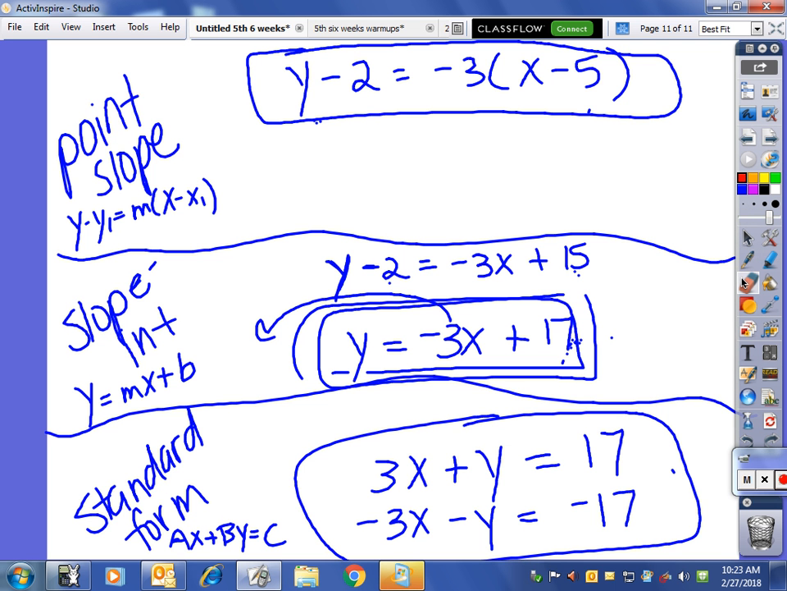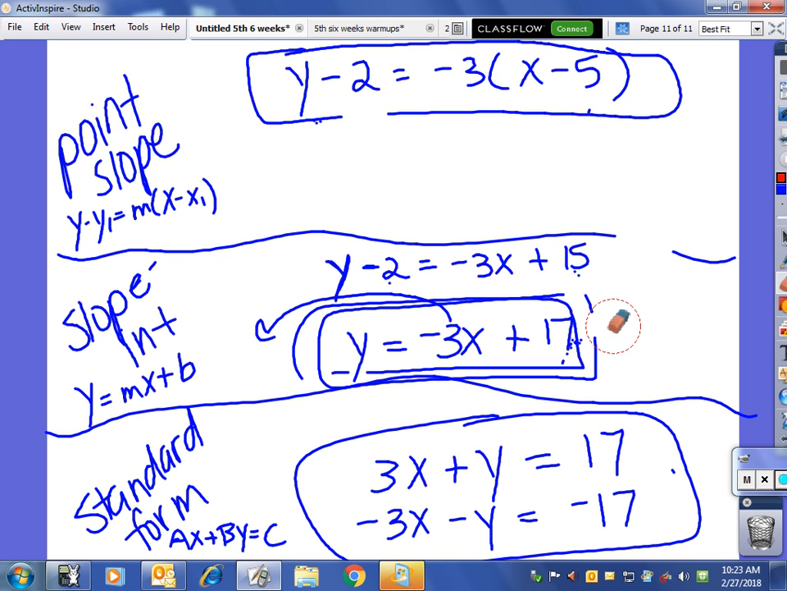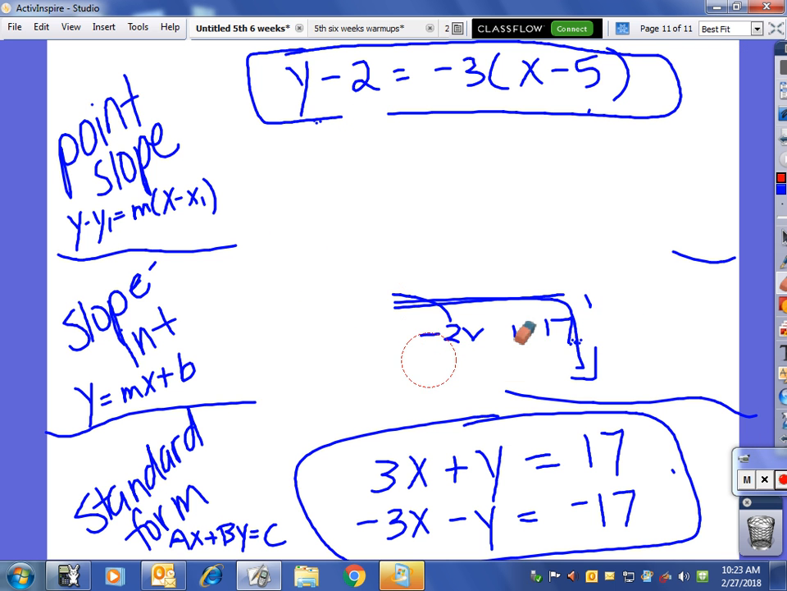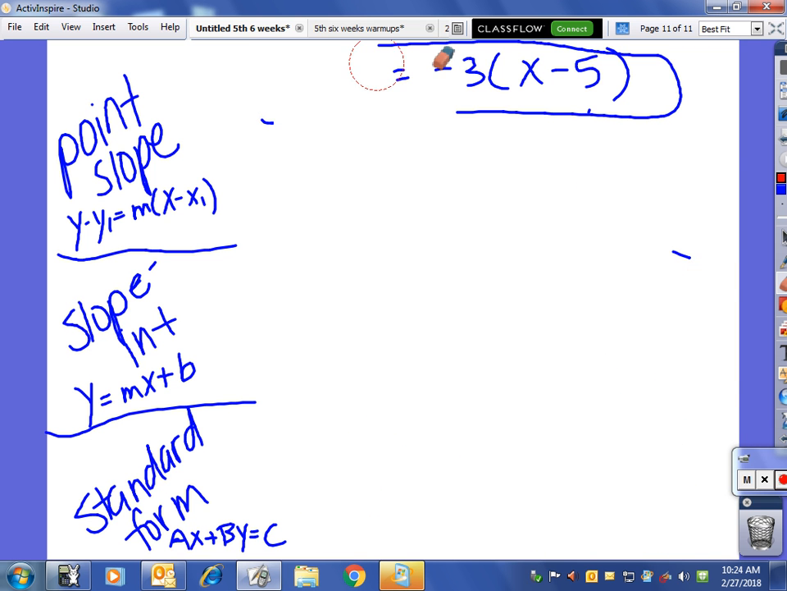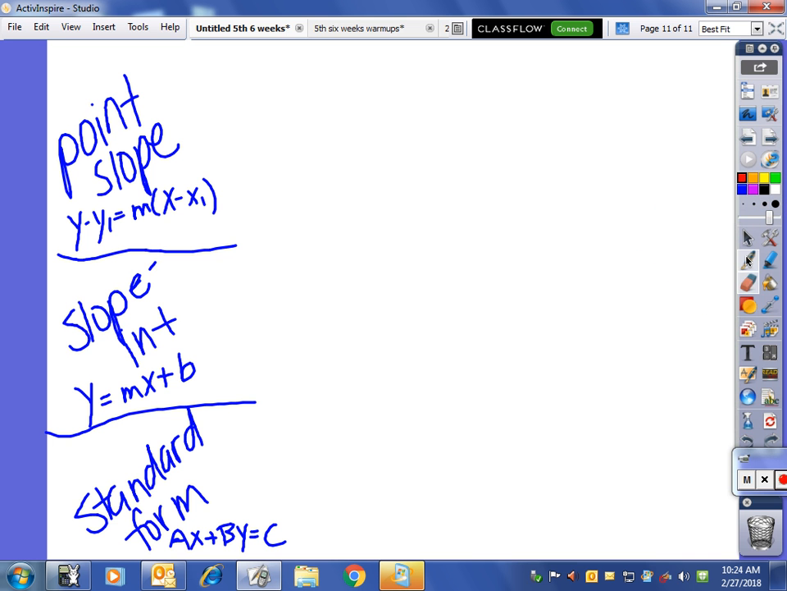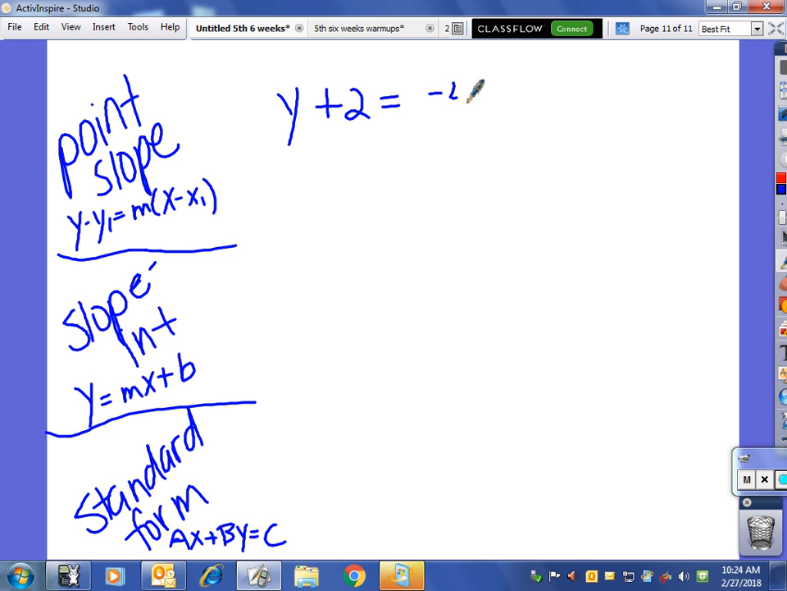To get to standard form, I usually would make it slope intercept first. From point slope to standard, you'd have to go through the middleman here. Okay, let's try another one. I'm going to give you one more where it's got a nice, easy slope. Y plus 2 equals negative 4 parentheses x minus 6. That's point slope form. I want you to make it slope intercept form and then also standard form.